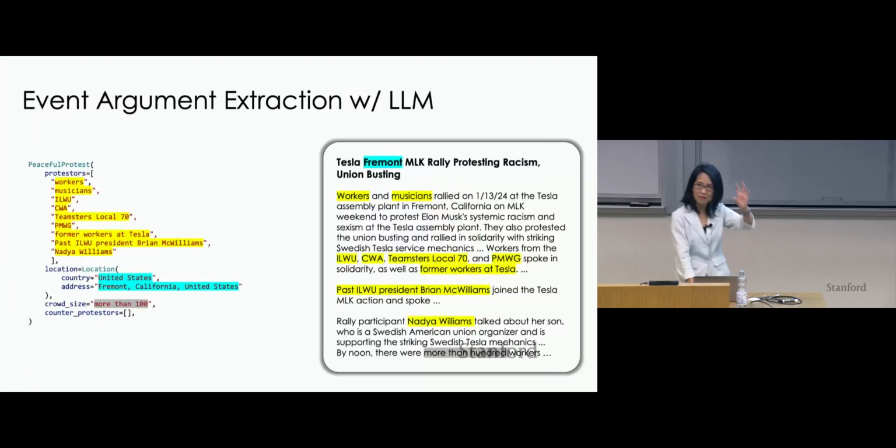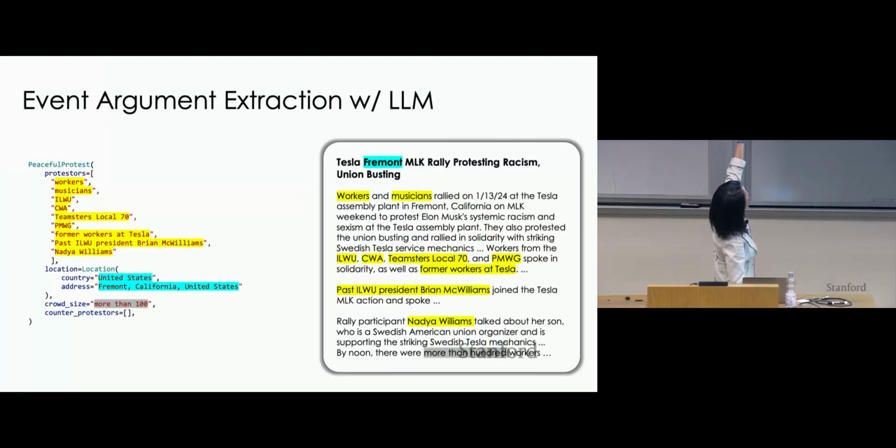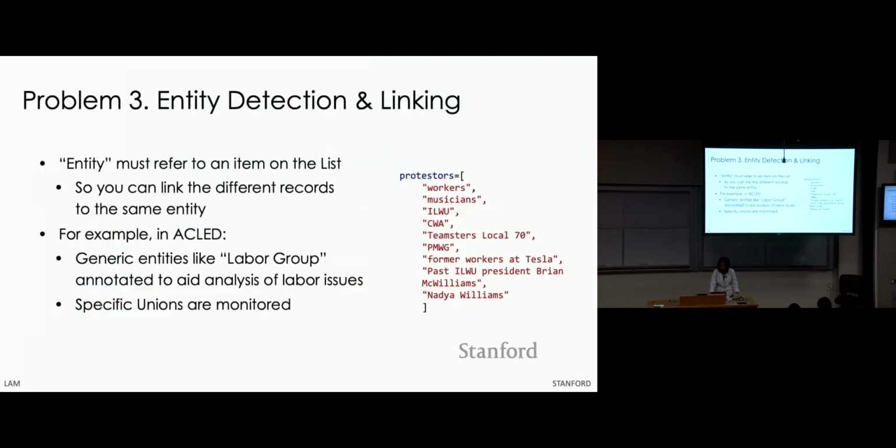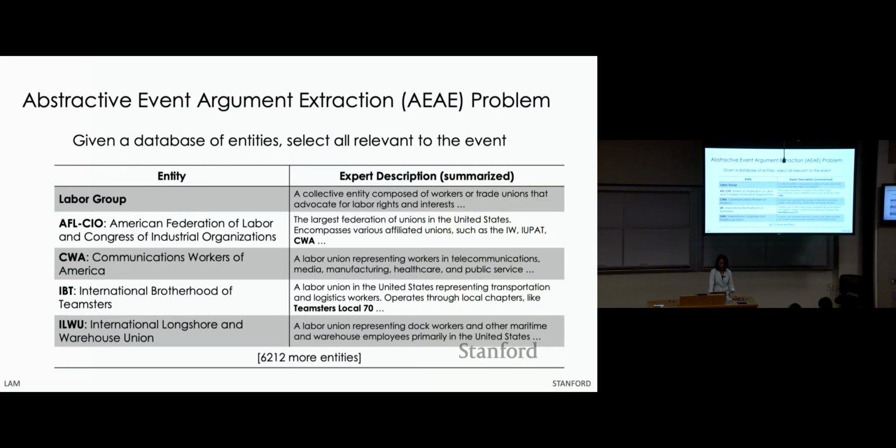So now I have filled the class, but look, I get back to the question that I talked to you about earlier. I have CWA, but I really want to say that CWA refers to both the CWA and it is also affiliated with that AFL-CIO thing. So I need to do one more step. Okay, so that's the abstract entity detection and linking problem. That's problem number 3. So for anything that has entities, I now have to do one more step.